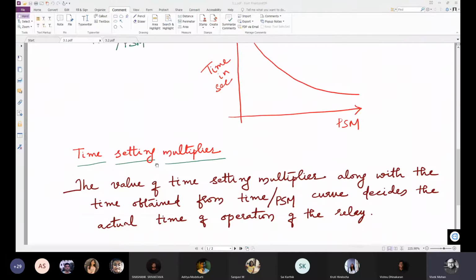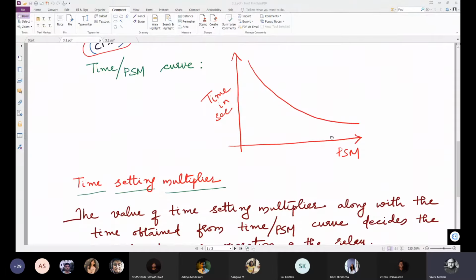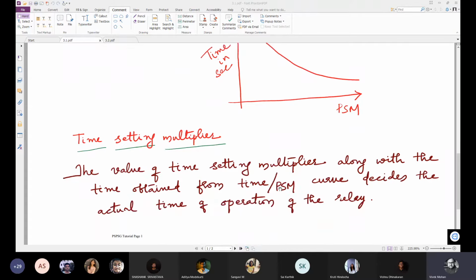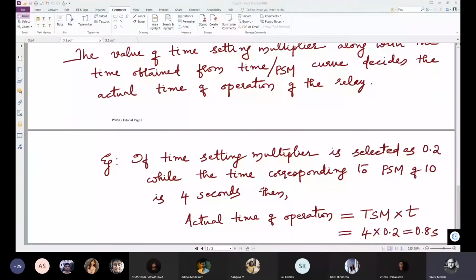The time of operation of the relay is found from this plot, right? If you know the PSM value, you will get the time of operation of the relay. If you multiply this with the multiplication factor, which is the time setting multiplier, you will get the actual time. The value of time setting multiplier along with the time obtained from the PSM curve decides the actual time of operation of the relay. Okay, now I'll give you an example here also.